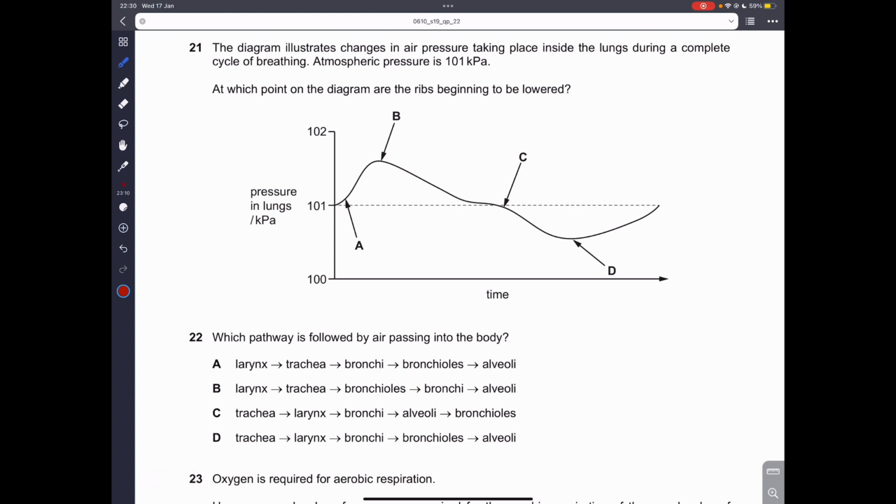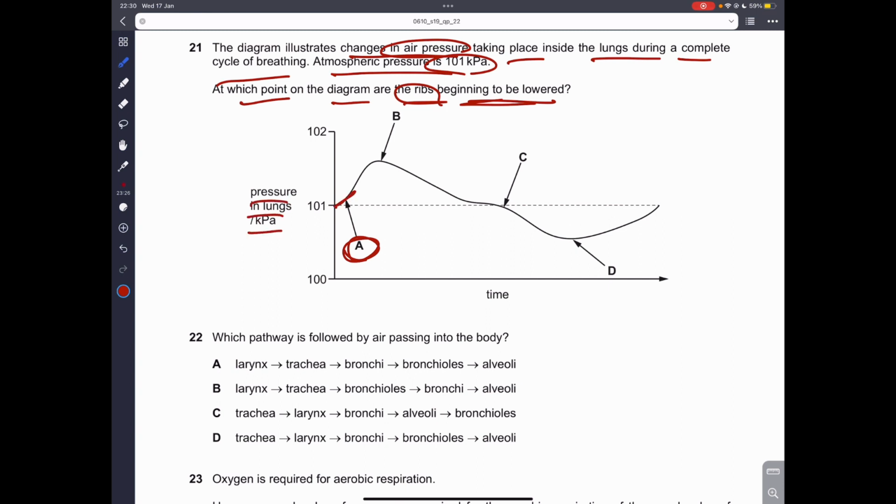Okay, 21. The diagram illustrates changes in air pressure taking place inside the lungs during a complete cycle of breathing. Atmospheric pressure is 101 kilopascal. At which point on the diagram are the ribs beginning to be lowered? At A, the pressure in the lungs is going to be the lowest, right? Ribs are becoming lowered, so this definitely goes to the equilibrium position.